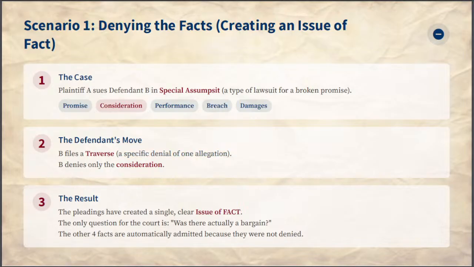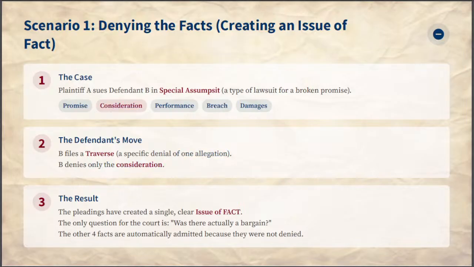Okay, I get this wrong here. The assumpsit is going to consider all these. These are all just parts of the contract, because a special assumpsit is a type of lawsuit for breach of contract and damages that arise from that. So promise, consideration, performance, breach and damages. So the defendant's move, defendant B files a traverse, which is a specific denial of just one allegation. So B denies only the consideration.